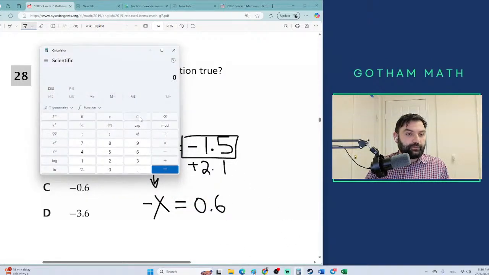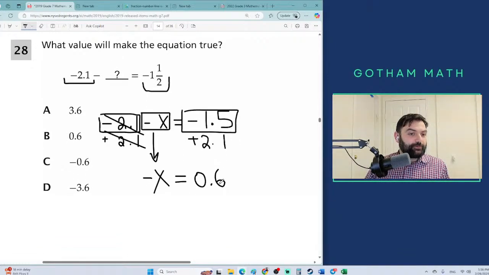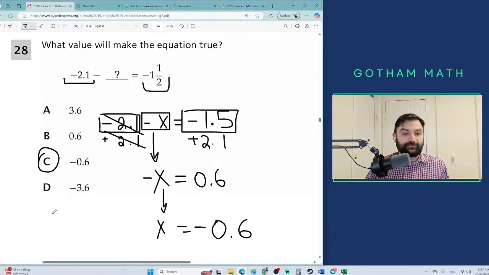You can also do it on a calculator. Here's how you do it: 1.5, make it negative, right? And then you do plus 2.1. Positive 0.6, right? But the trick here is that it's negative x equals 0.6, not positive x. So we have to switch this negative x into a positive x. If negative x equals 0.6, then positive x will equal negative 0.6. So if this switches the sign, this must also switch the sign, giving us the answer C.